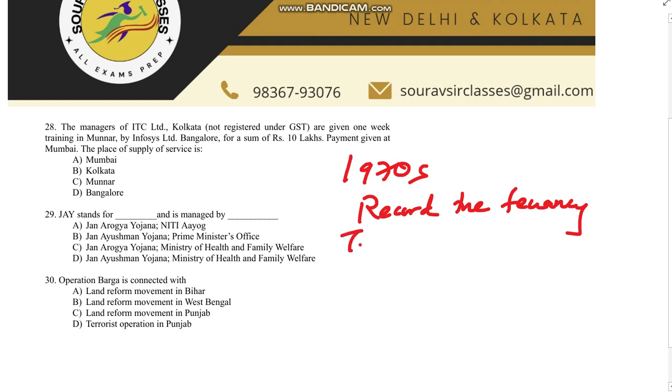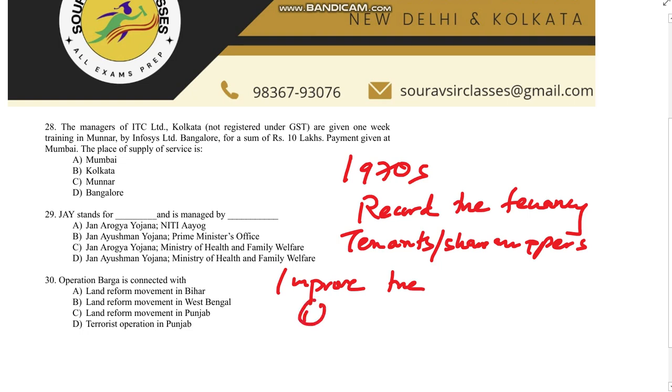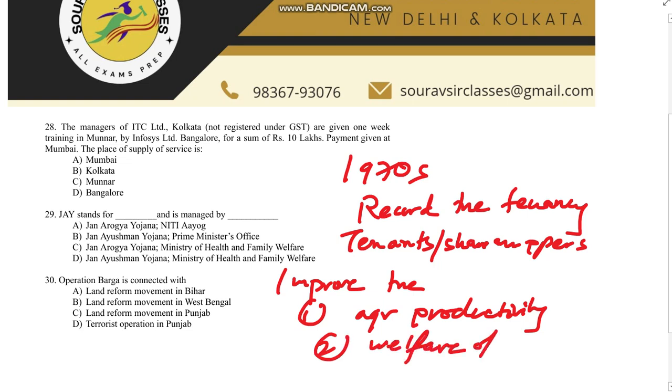Basically the key features are that the tenants or the sharecroppers were recognized as landowners. The operation aimed basically to improve agricultural productivity and, second, the welfare of the rural population by securing land rights for tenants. So it was basically a land reform movement in West Bengal. Option B is your correct answer.